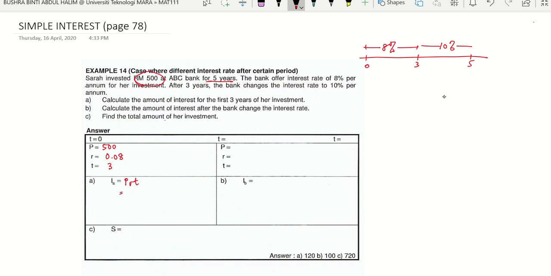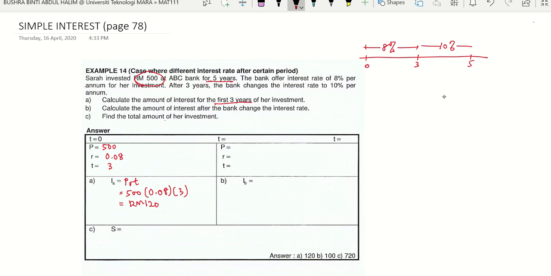Okay, so substitute P is 500, R is 0.08, and T is 3 years. Okay, so 500 times 0.08 times 3 is equals to 120. Okay, the amount of interest for the first 3 years.